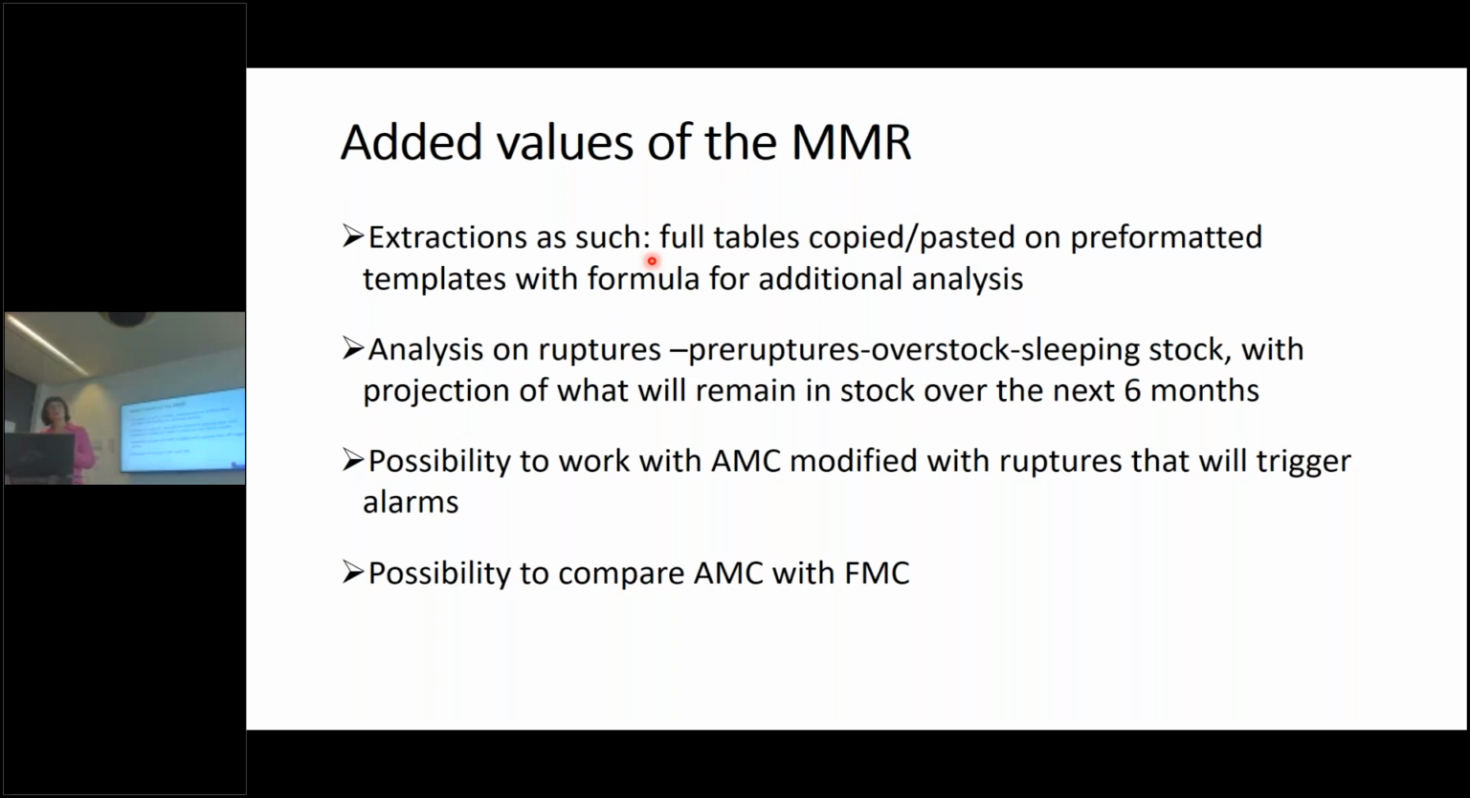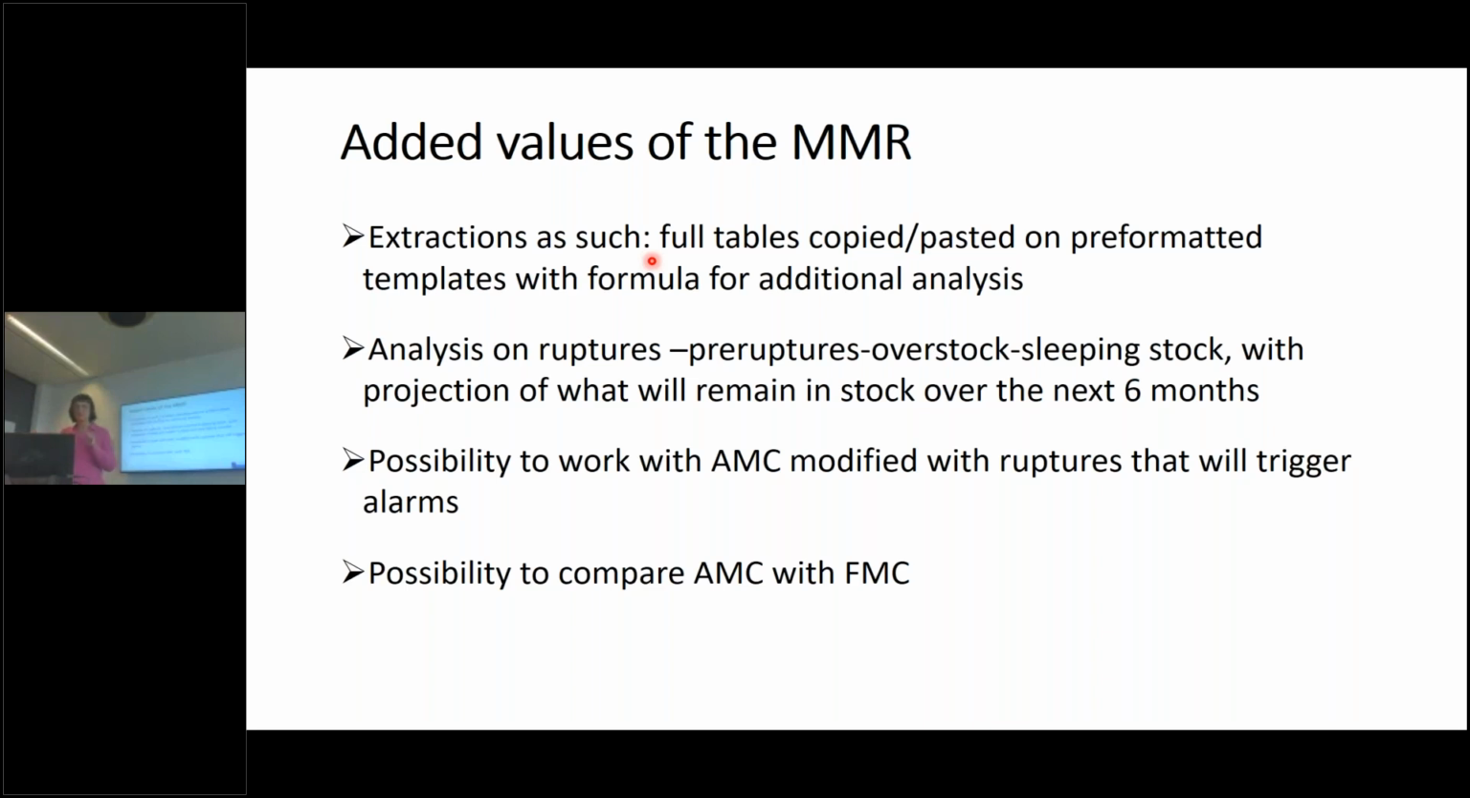Also, the added value is that you have a comprehensive sheet where you can analyze your rupture, your pre-rupture, your overstock, clipping stock, and everything on the same page. And this tab gives you also a projection of what is going to remain in your stock for the coming 6 months forecast. Then it's also possible to modify the AMC with the rupture.